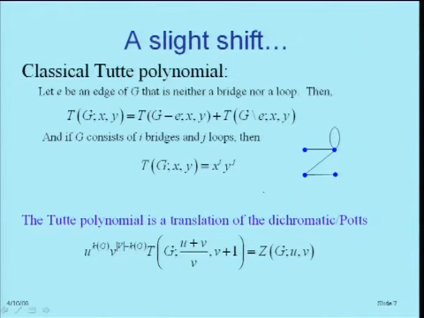The classical Tutte polynomial is a translation of that dichromatic. Properties are a little bit different. The deletion contraction holds only for ordinary edges that are neither bridges nor loops. And that lets you reduce the graph down until you've only got bridges and loops left. In other words, you're left with forests that have loops on them, and you can evaluate that as x to the number of bridges and y to the number of loops.